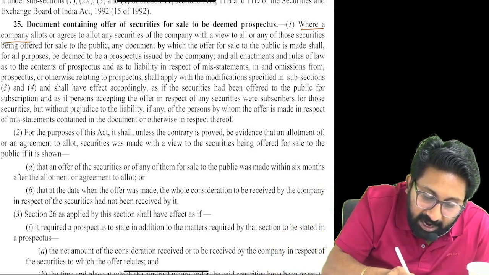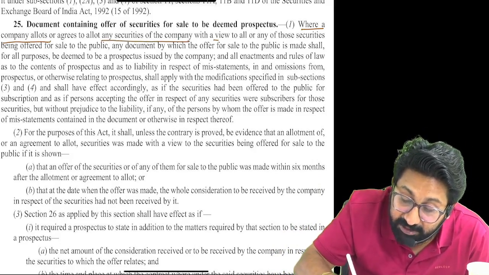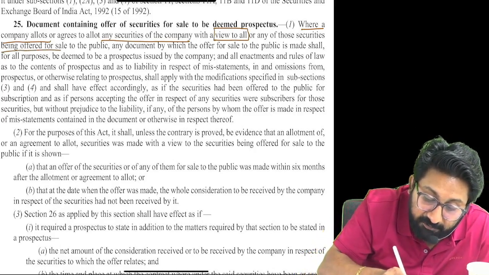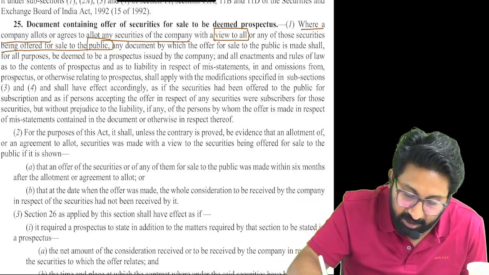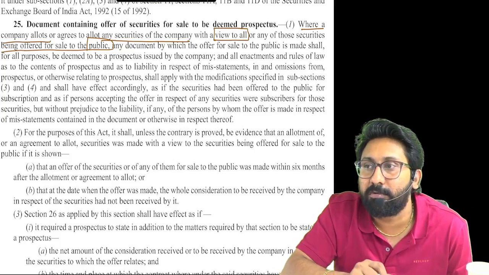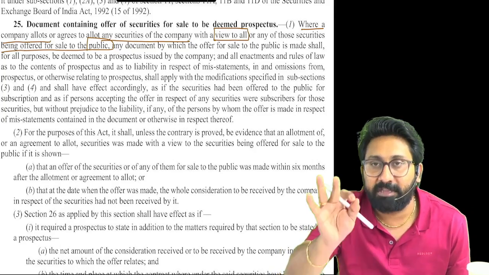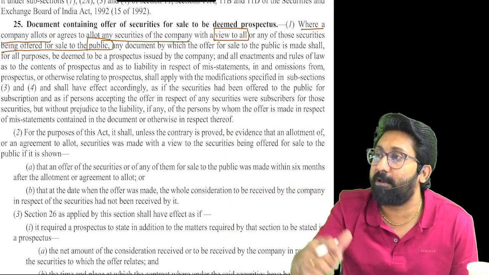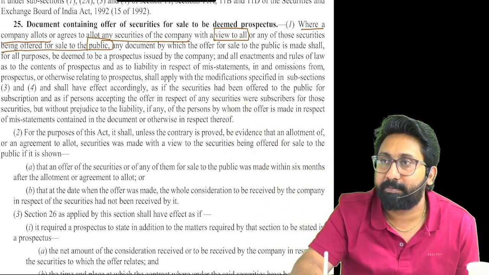Where a company allots or agrees to allot any securities of the company with a view to all or any of the securities being offered for sale to the public. That means, see here, the company allotted shares to the issue house, with a view that the issue house will become the member, with a view to allot it back to the public.